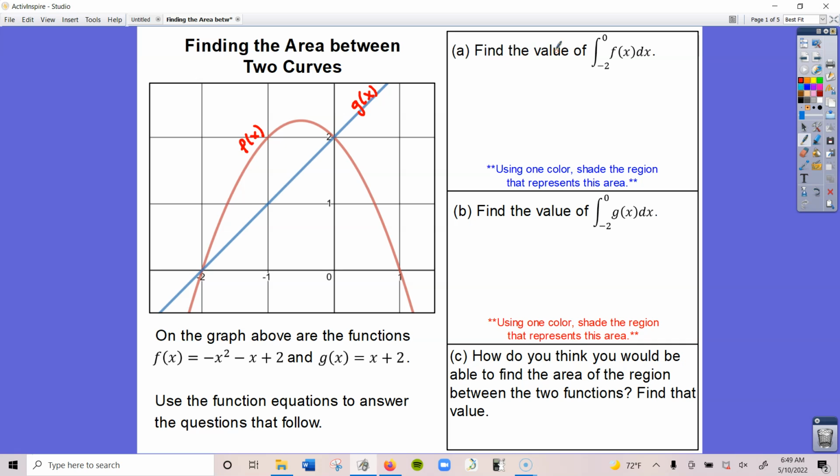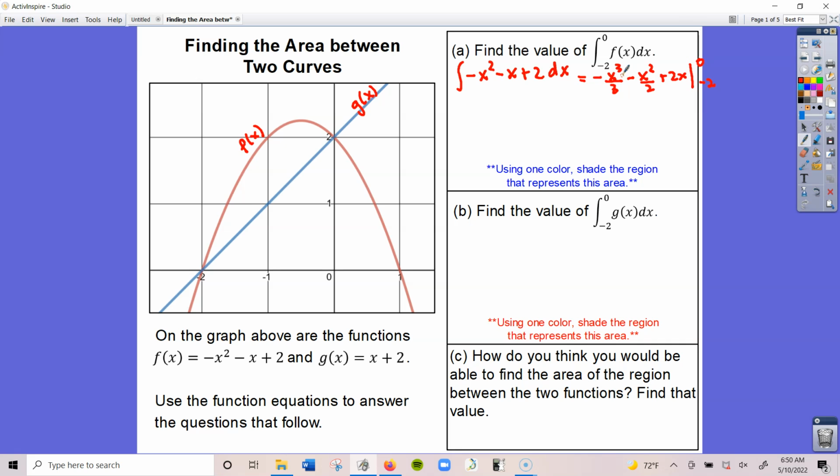First, we're going to find the value of the integral from negative 2 to 0 of f of x dx. So that means that I'm going to take my function here, f of x, and integrate that. When I integrate, remember that we're adding 1 to the exponent and then dividing by the new exponent. So this is equal to negative x to the third over 3 minus x squared over 2 plus 2x, and I'm going to evaluate that from negative 2 to 0.